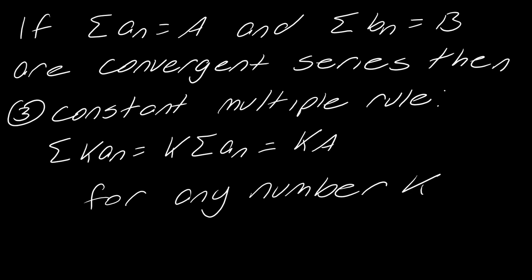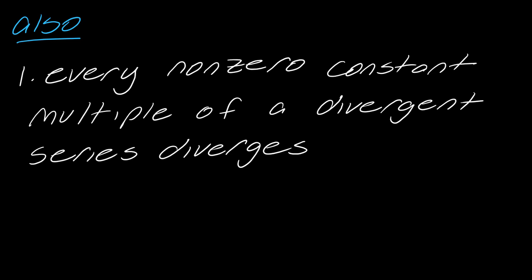The last rule is the constant multiple rule. So if I have k times a sub n, I can factor that k out, like you see here, and then this just becomes k times A, and this is true for any number k. Now, there are two consequences of this.